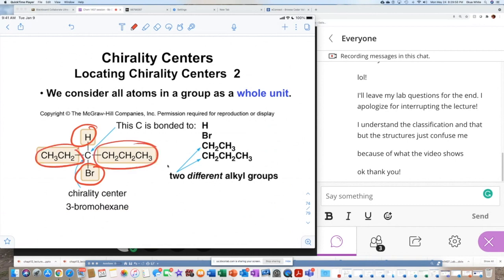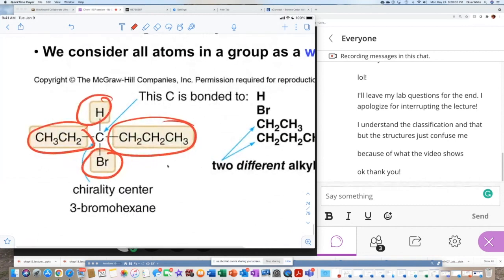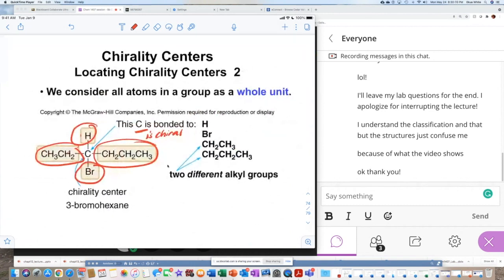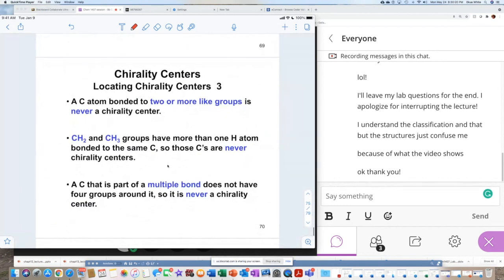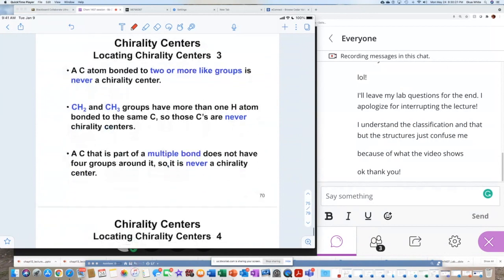In this class, we're not learning how to label R and S. That's for the majors class. But we can tell these are 4 different groups. Therefore, this carbon is chiral and has a chirality center. These are looked at as a group, so they're not the same, they're actually different. We're not going to be naming these, we're just going to be identifying the chirality as being present or absent. Remember, the carbon has to have a single bond, it cannot have multiple bonds.